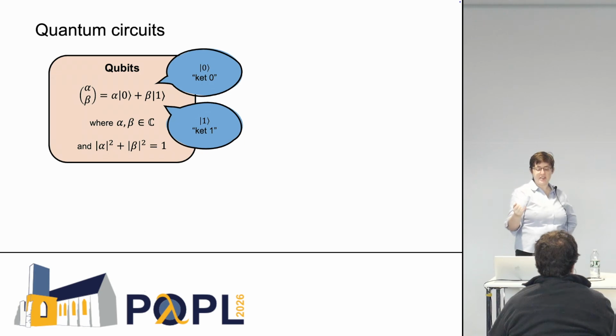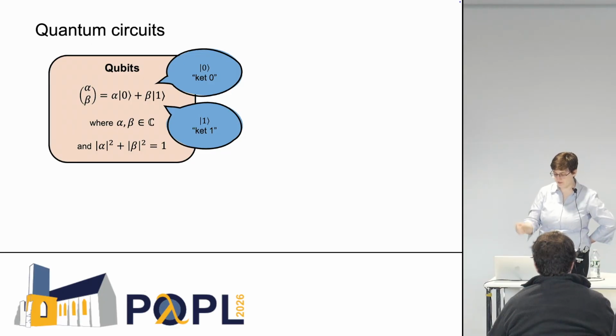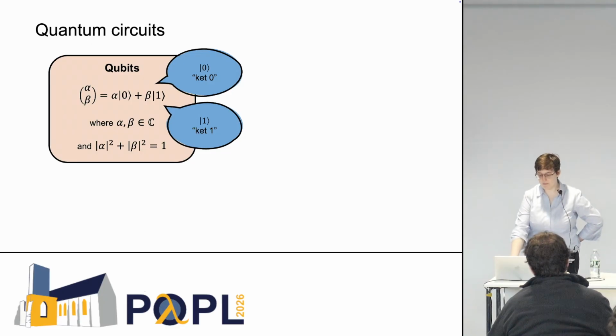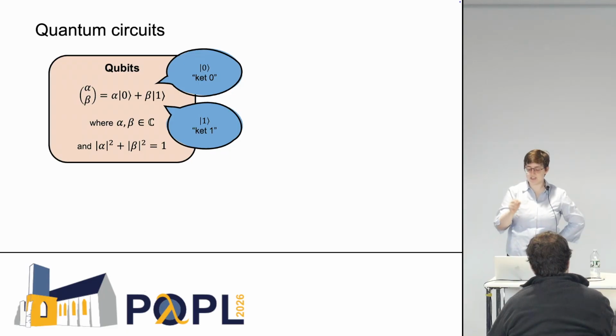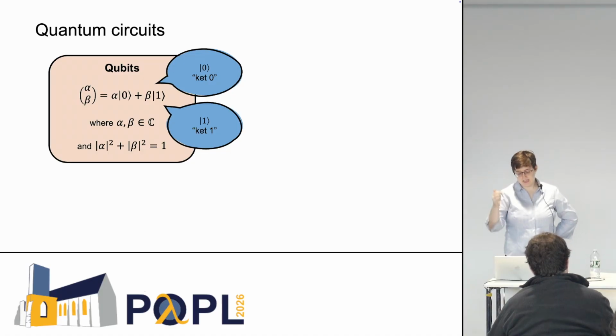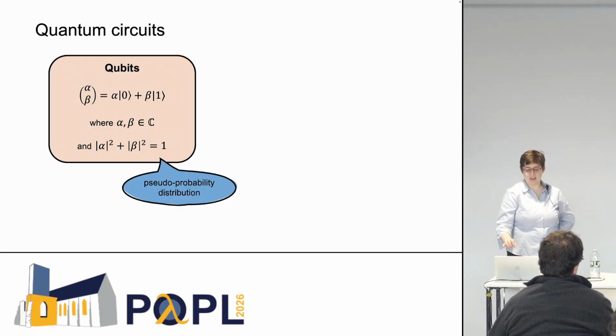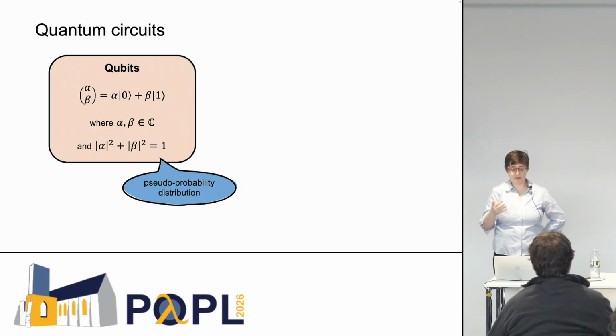When I say superposition, I mean that this is a complex linear combination of the 0 and 1. So alpha and beta here are complex coefficients, and they satisfy this property that if you take the norm of alpha and square it and add the norm of beta squared, you get 1. And I think you can think about this constraint, very roughly, as almost like a probability distribution.